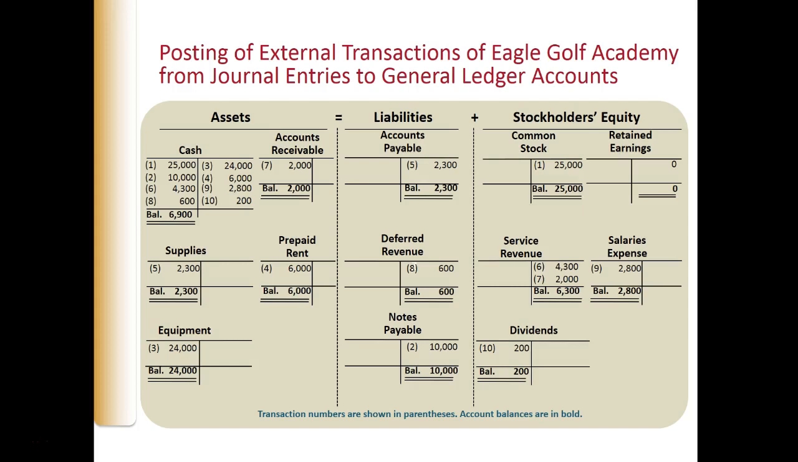Do you see we put all of our assets together? Our cash, accounts receivable, supplies, prepaid rent, and equipment, all our assets. Our liabilities are all together. Our stockholders' equity up there, common stock and retained earnings, are the two accounts for stockholders' equity. And we know ultimately the service revenue and salaries expense will net out to go up into retained earnings, won't it? Along with our dividends. So that's why they show them below for now.